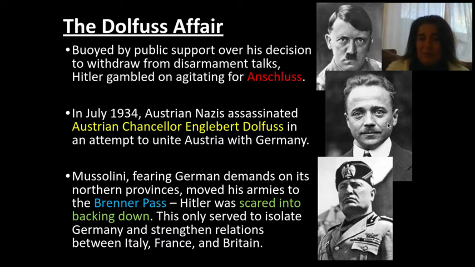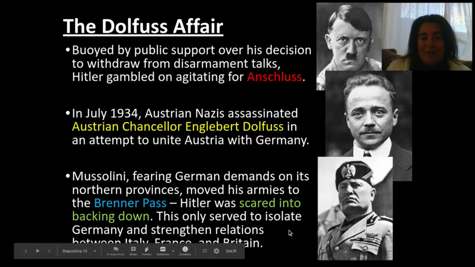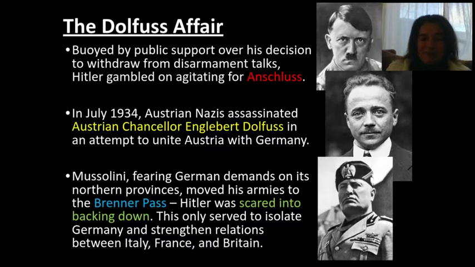Here we can see Dollfuss in an attempt to unite Austria with Germany. But who stopped the Austrian and German Nazis? It was Mussolini, fascist Italy. Fearing German demands on its northern provinces, he moved his army, and Hitler was really scared into backing down. This only served to isolate Germany and strengthen relations between Italy, France, and Britain.